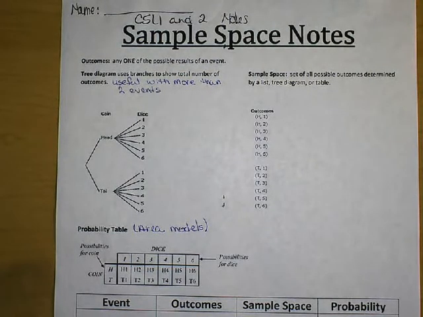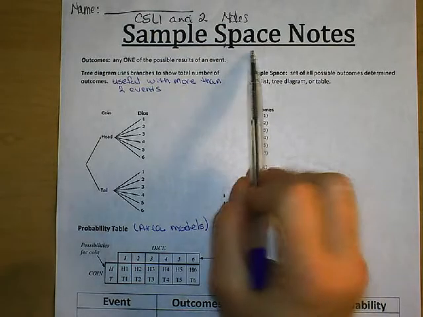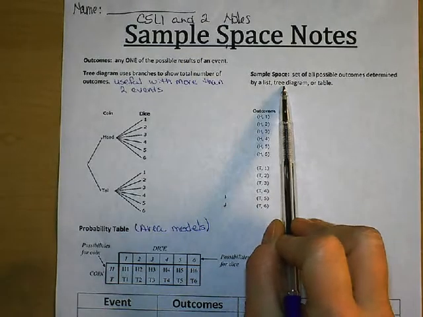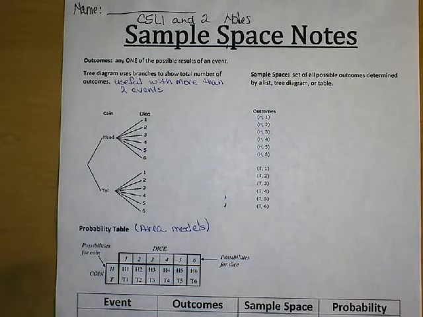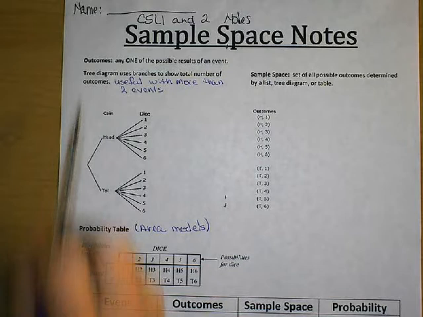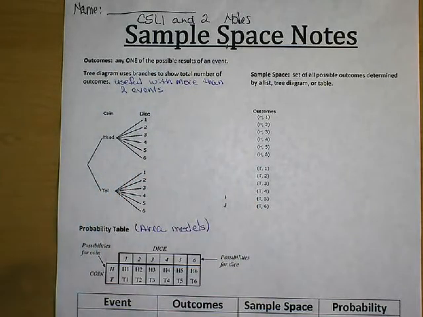We are going to look at Chapter 5, Lesson 1 and 2, Sample Space and Simple Events. A sample space is a list of all the possible outcomes determined by a list, a tree diagram, or a table. The outcomes is the number of possibilities when an event occurs.